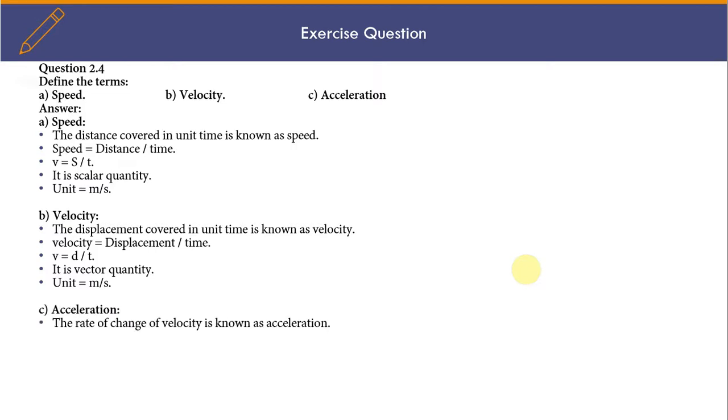Now acceleration, the rate of change of velocity is known as acceleration. एक्सेलरेशन का फॉर्मूला है एक्सेलरेशन इज इक्वल टू वेलोसिटी बाई टाइम. नोटेशन है एक्सेलरेशन के फॉर्मूले ए इज इक्वल टू वी बाई टी. It is a vector quantity. यूनिट एक्सेलरेशन का है मीटर पर सेकेंड स्क्वायर, meter per second for velocity, and when we divide it by second we get meter per second square.